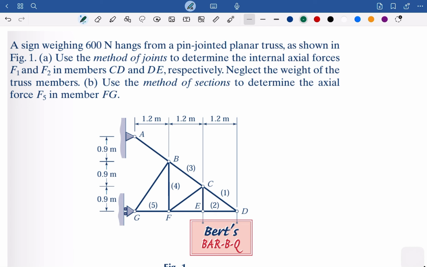So use method of joints to determine the internal axial forces F1 and F2. That is in CD. CD is here, and DE. D is here, respectively. Neglect the weight of truss member. So we ignore the weight of the truss. So the weight that we consider is only the 600 Newton. Okay. And then number B, use method of section to determine the axial force F5 in FG. FG is here.